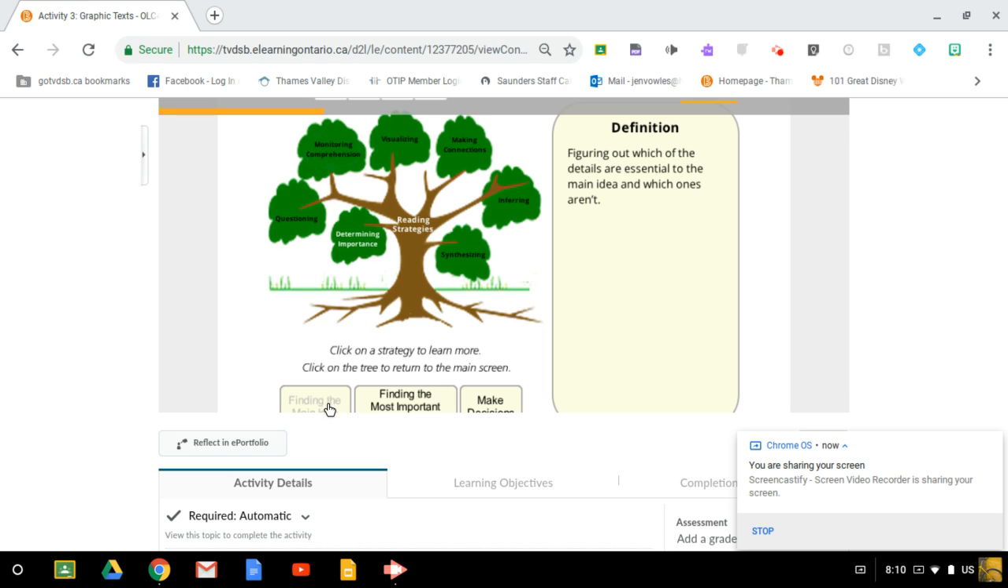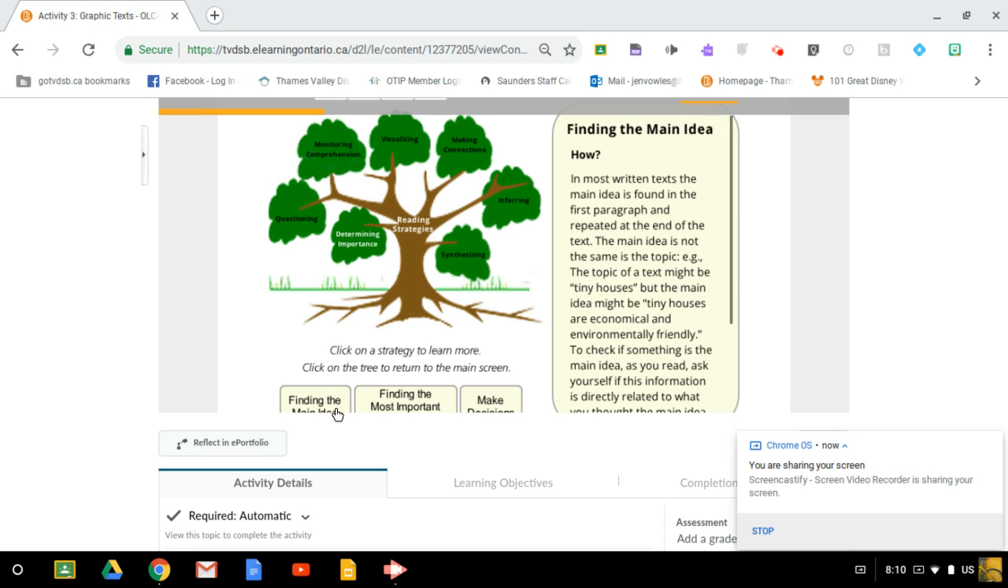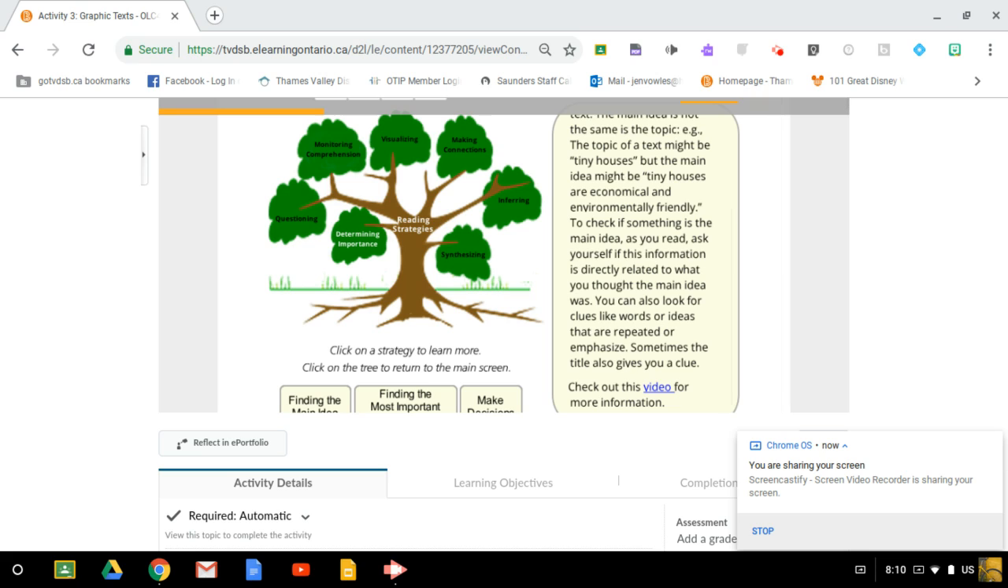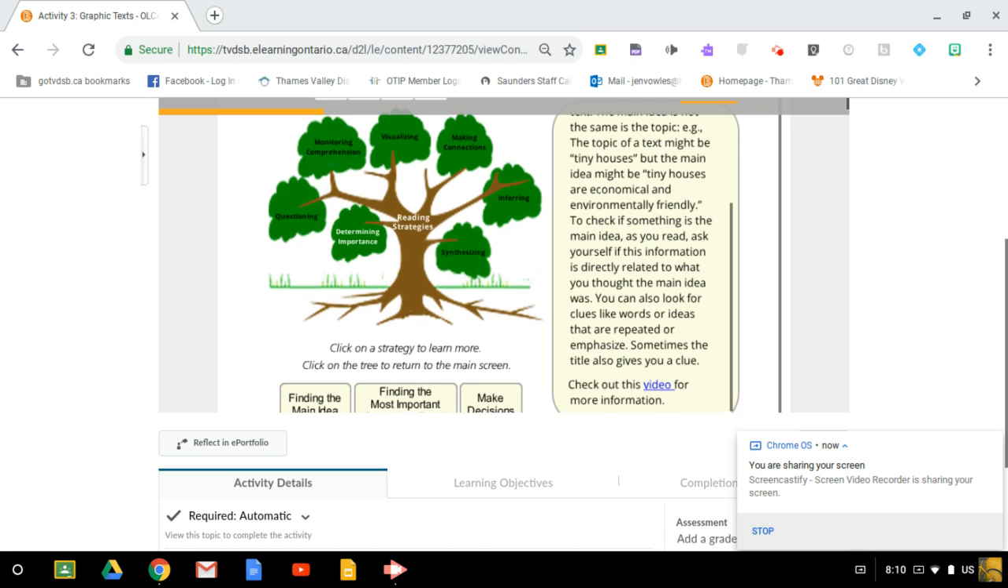Okay, and then if we click down here, there's a link that says finding the main idea. How? In most written text, the main idea is found in the first paragraph and repeated at the end of the text. The main idea is not the same as the topic. The topic of a text might be tiny houses, but the main idea might be tiny houses are economical and environmentally friendly. To check if something is the main idea as you read, ask yourself if this information is directly related to what you thought the main idea was. You can also look for clues like words or ideas that are repeated or emphasized. Sometimes the title also gives you a clue. Check out this video for more information.